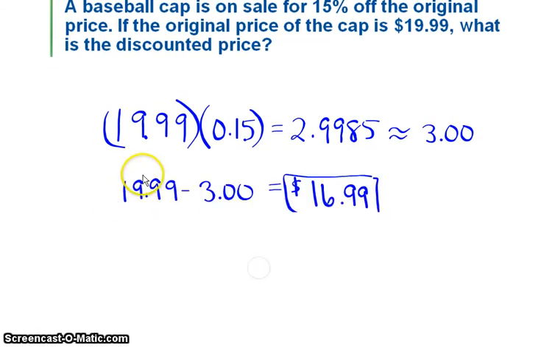So if you take $19.99, the original price, minus the $3 that you're going to get off, you're going to end up paying $16.99 for that baseball hat. Okay? All right. Write down any questions that you have, and we will cover it in class the next day.